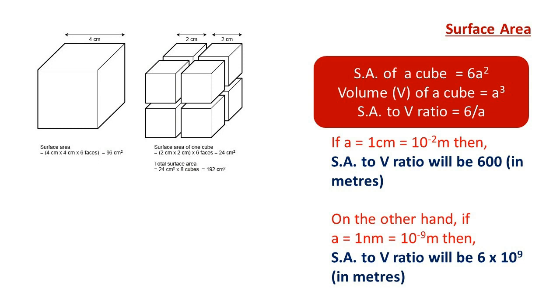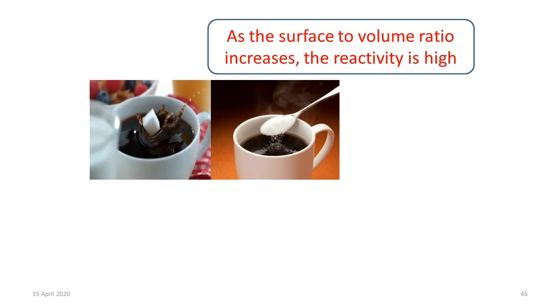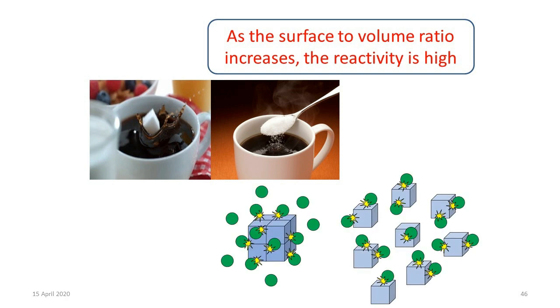So what is the use of it, or what is its implication? As the surface area to volume ratio increases, reactivity is high. A simple example is putting a sugar cube and sugar crystals in a cup of coffee. Which dissolves first, sugar cubes or crystals? It is very clear that the sugar crystals will dissolve first because the surface area to volume ratio of sugar crystals is more, and hence the reactivity is high.